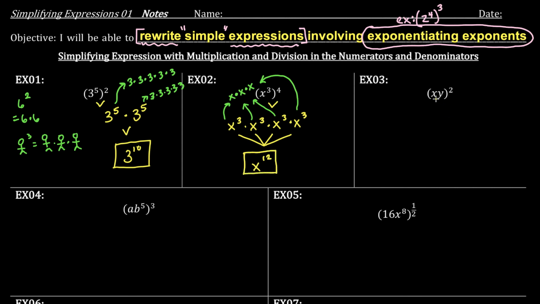So let's do this one. xy to the 2nd power. This means xy times xy. So this is x times x, which is x to the 2nd power. y times y is y to the 2nd power. Pretty easy, right?